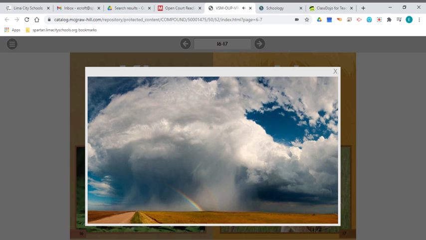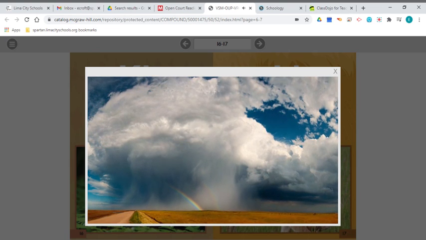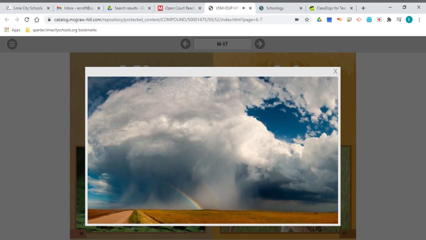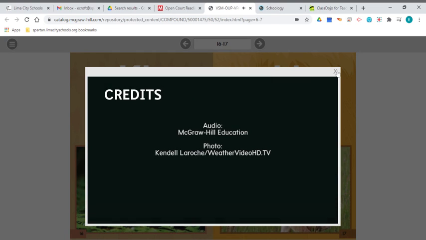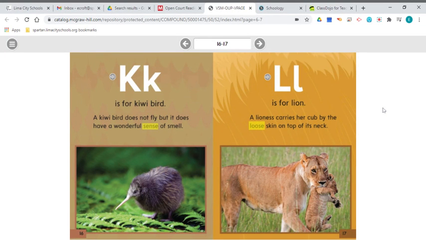I can sense that rain is coming. I smell it in the air. I see the dark clouds. All right, so it's the ability of an animal or a person to know what's around it. It has a good sense of smell.